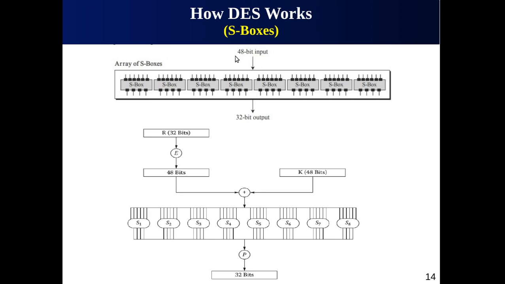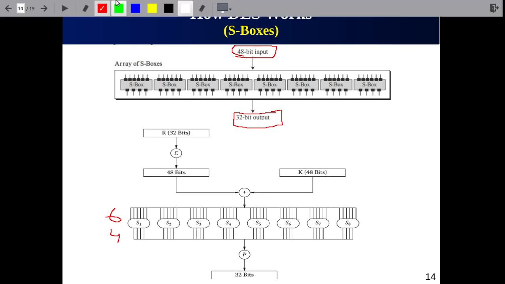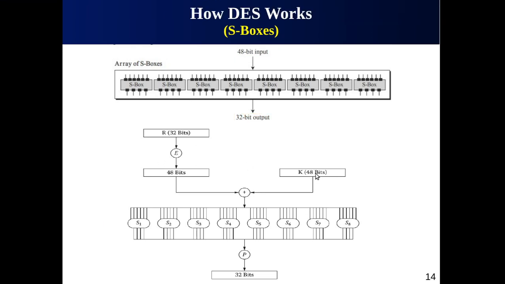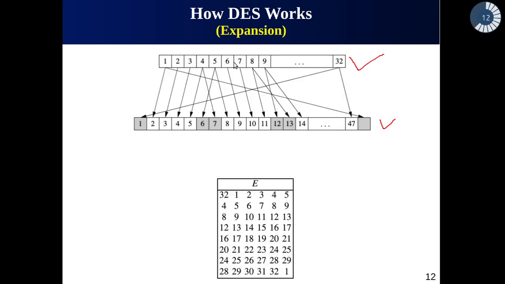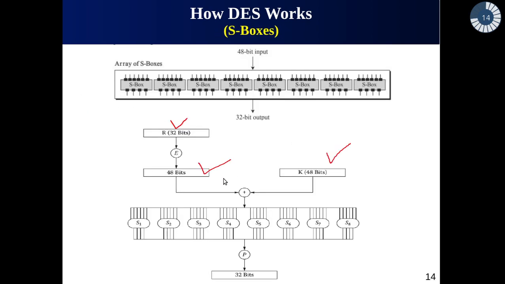Let me revise. 48 bits are given as input and 32 bits are taken as output. How does that work? There are 8 S boxes. Each S box takes 6 bits and converts them into 4 bits. The process is also depicted from another angle like this. We have the 48-bit key and the 48-bit input text. Remember, initially we have 32 bits, but we expand it in this phase to 48 bits.